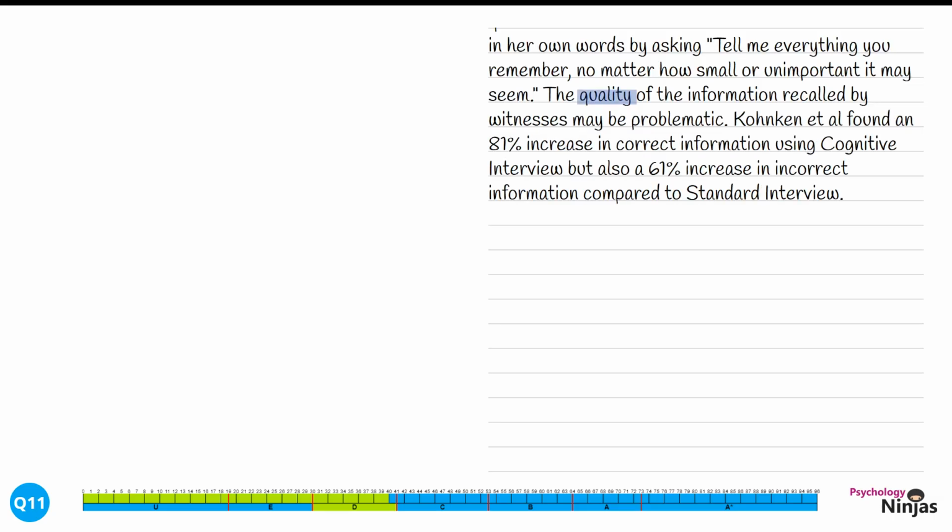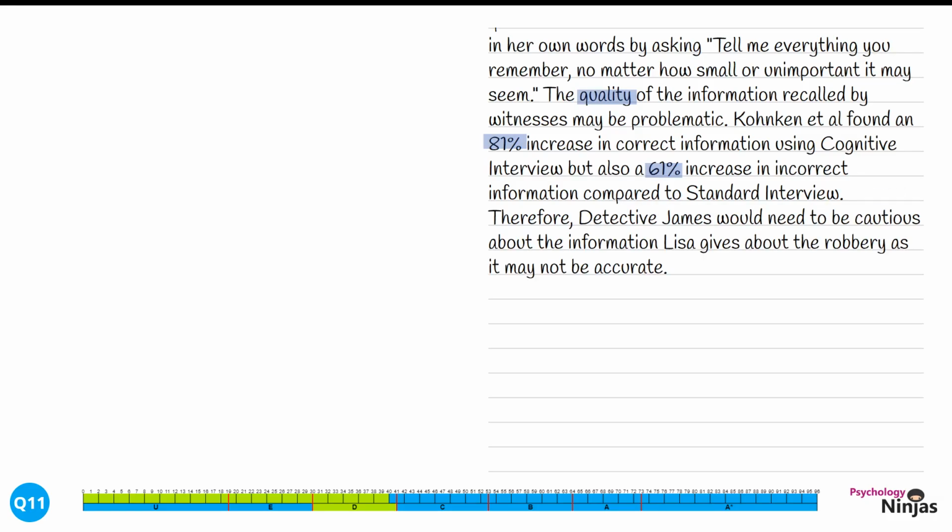Coaken et al. found an 81% increase in correct information using cognitive interview, but also a 61% increase in incorrect information compared to standard interview. Again, we've used specific findings in order to show our thorough detailed knowledge. An 81% increase in correct, but also a 61% increase in incorrect. And we're going to make a link back to our scenario.